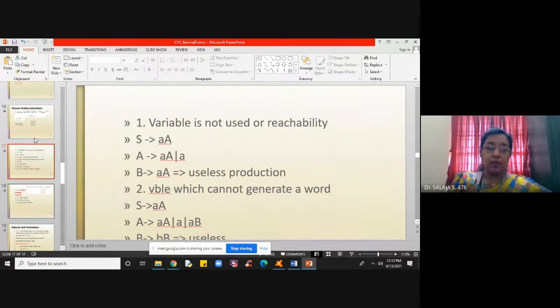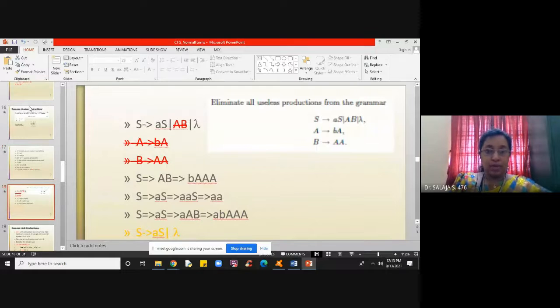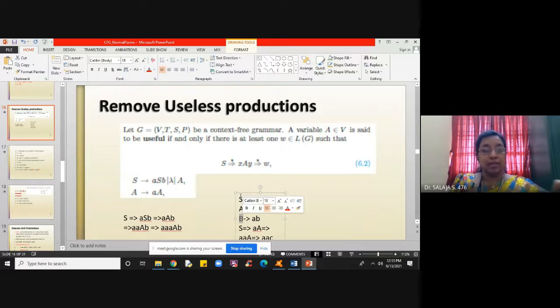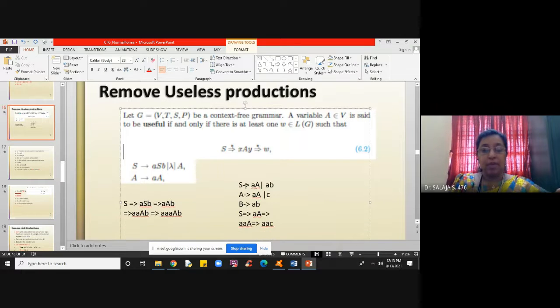We'll go ahead. Suppose I have one more example over here. I'll add in a production saying B produces AB. Now, this variable B cannot be reached from the starting symbol of the grammar. If you see, from S I can reach A. From A, it again loops to A itself. From S or A, I'll never be able to reach B. In that case, B is a useless production.